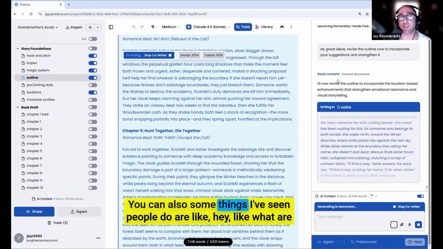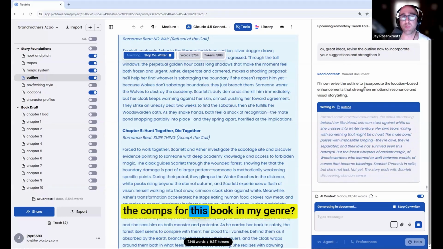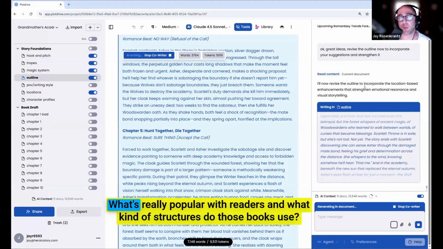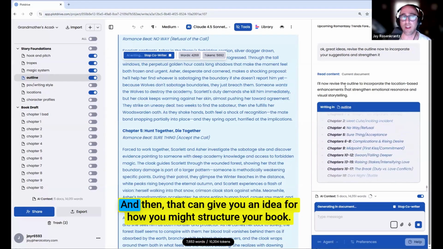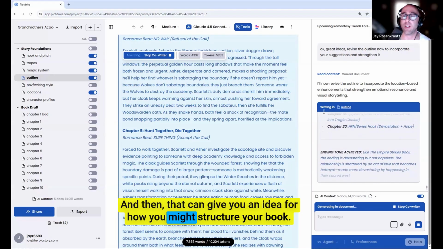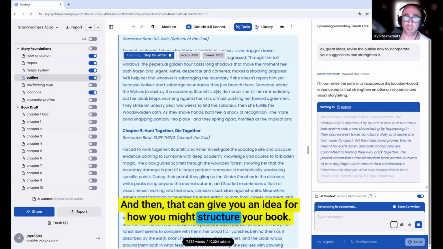Some things I've seen people do are like, hey, what are the comps for this book in my genre? What's really popular with readers? And what kind of structures do those books use? And then that can give you an idea for how you might structure your book.